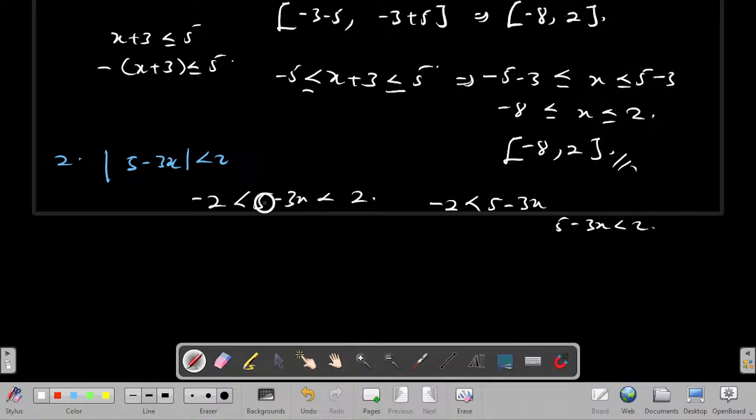First, we have to get rid of this 5. So we have negative 2 minus 5 less than negative 3x less than 2 minus 5 as well. So this is negative 7 less than negative 3x less than what? Negative 3. Is that not it?